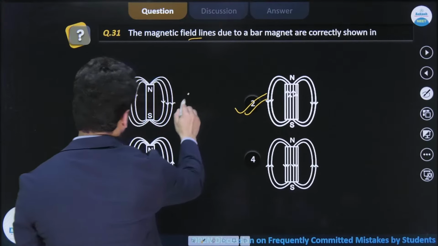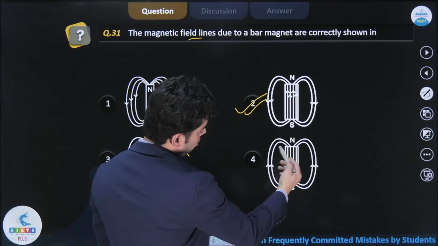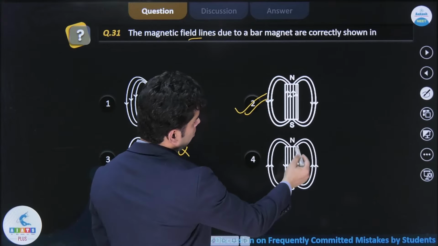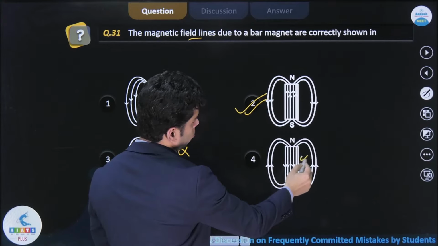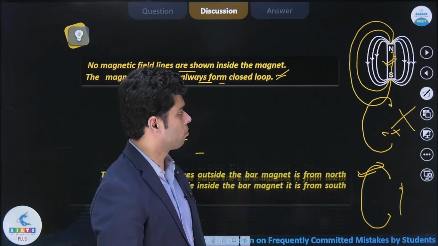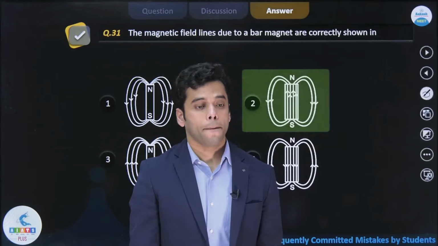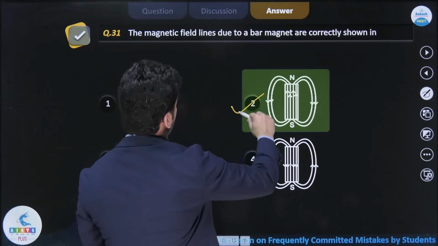So this one is wrong, this one is wrong, and this one is also wrong because they have shown the opposite. Inside the bar magnet, the field lines are from north pole to south pole, so this one is also wrong. Option 2 is the correct answer to this problem. Right? So option 2 is the correct answer to this problem.